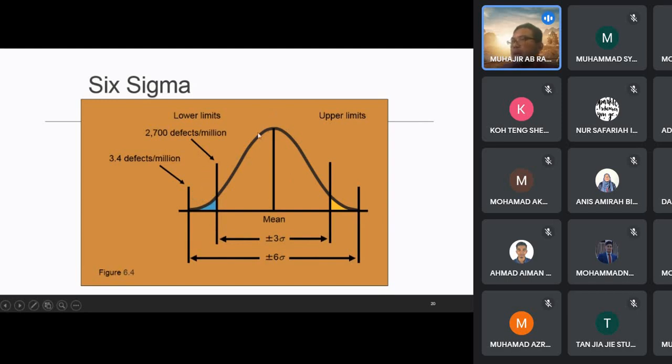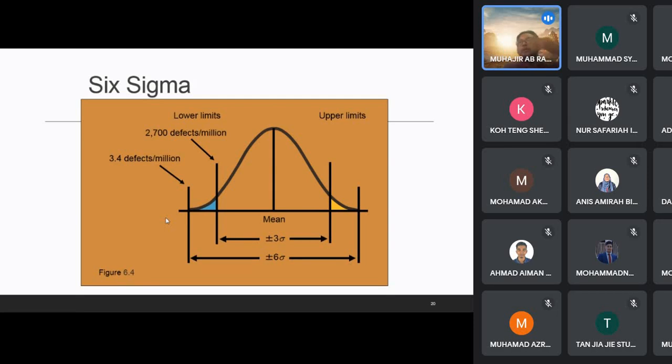Okay, so this is your target. The ends of the curve are your failures. If you have 3 sigma, that means you have 2,700 defects in a million. But if you have 6 sigma, that means you have only 3.4 defects per million. So you have very low failure. Okay, so that is based on this statistical graph.